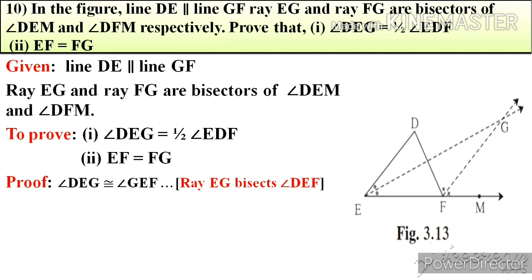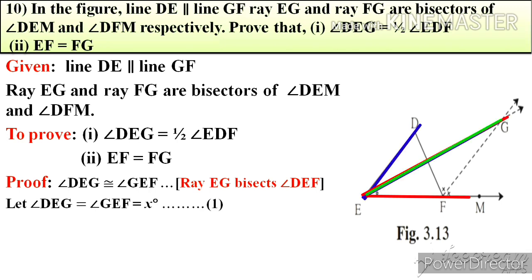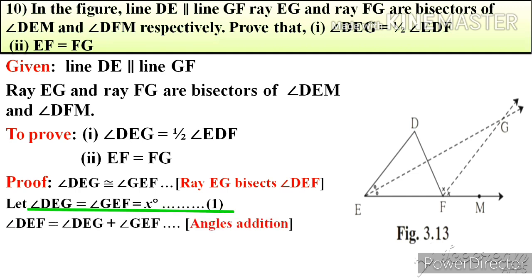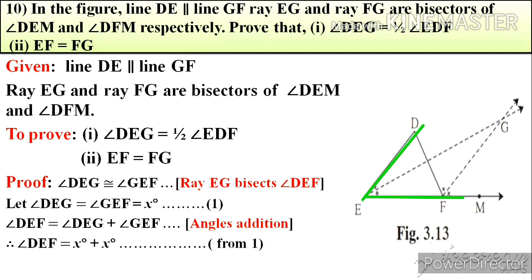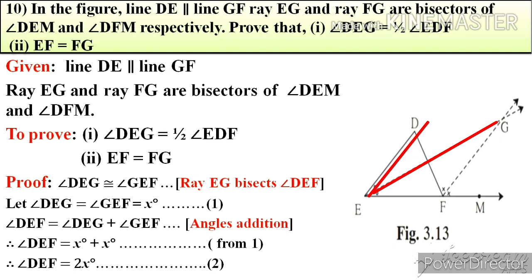Proof: angle DEG is congruent to angle GEF. Ray EG is a bisector of angle DEF. Let us assume angle DEG equal to angle GEF equal to x degree. Equation number 1. Angle DEF equal to angle DEG plus angle GEF, angles addition. Therefore, angle DEF equal to x degree plus x degree. Already we have assumed angle DEG and angle GEF is x degree. So here we get angle DEF equal to 2x degree.